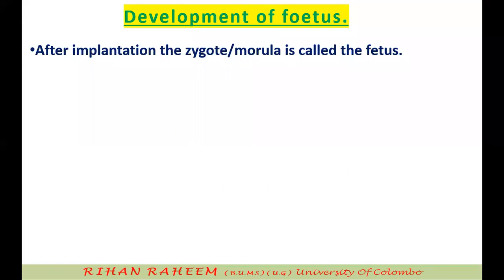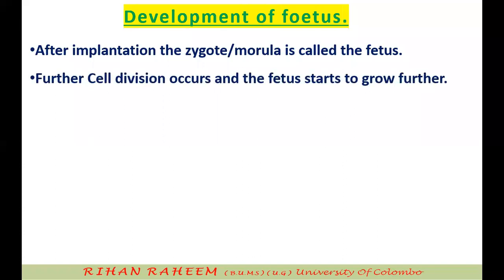After sinking into the endometrial wall, after implantation, the zygote or the morula is now called the fetus. So stage by stage, the name will change. Before fertilization, it's an ova and a sperm. After fertilization, zygote. Then the zygote undergoes mitosis and develops to morula. Then the morula goes and joins the wall of the uterus and it becomes the fetus. Now we will call it the fetus.